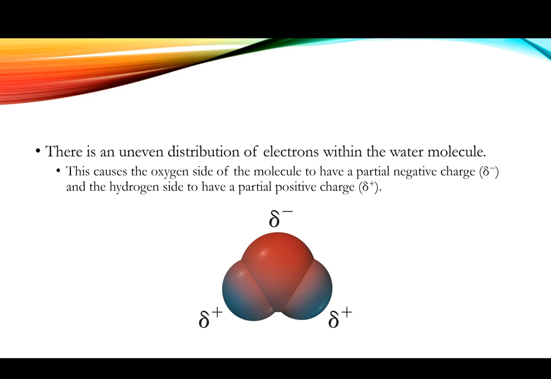So again, in a water molecule, there's an uneven distribution of electrons. This causes the oxygen end to be partially negative and the hydrogen end to be partially positive. You may have seen it drawn more like this than the space-filling model there. Those deltas just indicate a partial charge, like a 0.5 charge instead of a +1 or a +2 or -1.